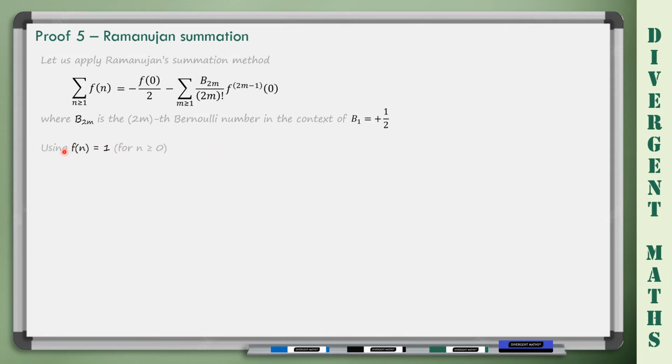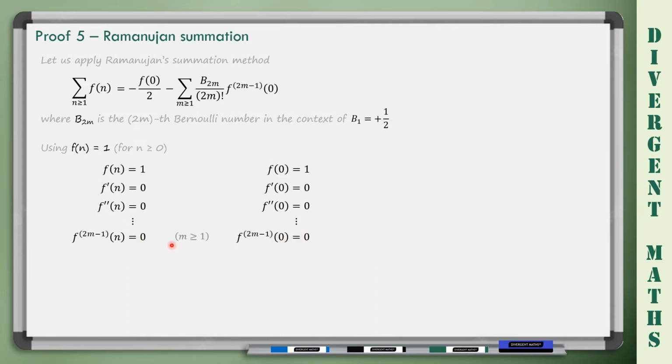So let's use f of n equal 1, it's a constant, so it's easy. f of n equal 1. Of course, f of 0, because it's a constant, will be equal to 1. The derivative of a constant is equal to 0. Therefore, the value of the derivative at 0 is still equal to 0. It's uniformly 0, and that will remain true no matter how many times we differentiate after that. So the 2m minus 1 derivative of f at n is equal to 0, and therefore, the same evaluated at 0 is equal to 0. And that is true for any value of m greater or equal to 1.